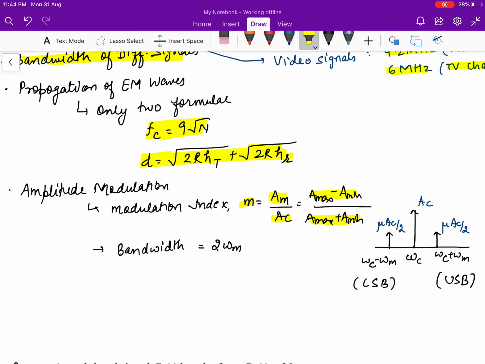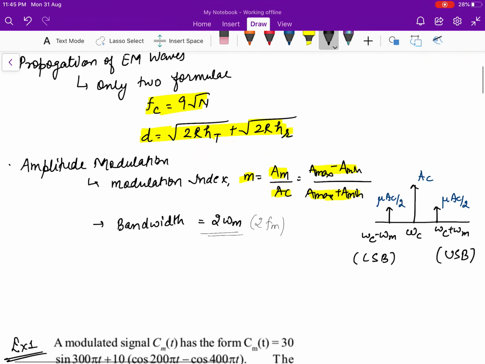Bandwidth we typically take as the signal's maximum and the minimum frequency that is needed for suitable transmission. So bandwidth is 2 omega m, or basically I should write it as 2 times frequency of the message, or the highest frequency in the message you typically do.